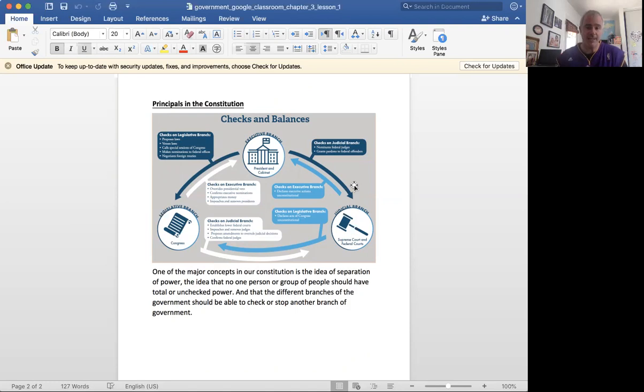Republicanism is the idea of a republic, not political party Republicans, but a republic is a representative democracy. It's a democracy where you vote for people who go and represent you. And that is really largely how our country is set up.